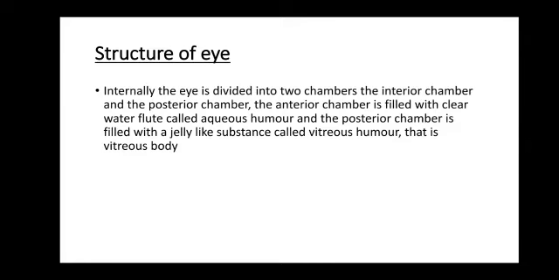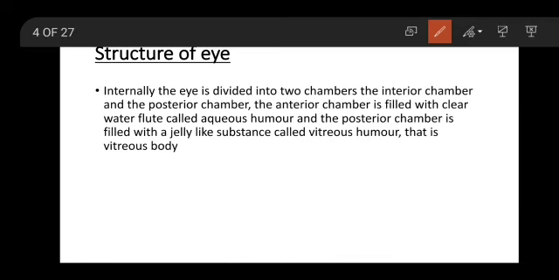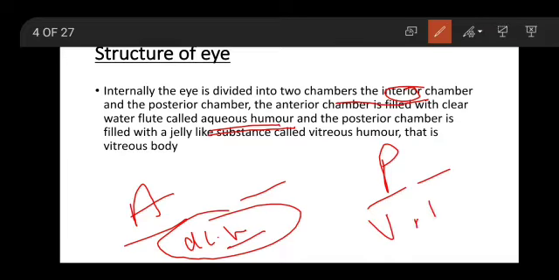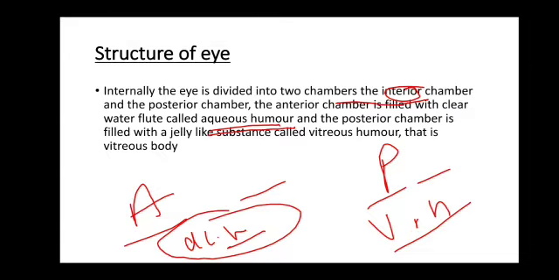Next is the structure of the eye. Internally, if we see the eye, there are two chambers present. First is the anterior chamber and second is the posterior chamber. The anterior chamber contains a fluid which is called aqueous humor. This is the spelling. And the posterior chamber contains a fluid which is called vitreous humor or vitreous body. So this is the structure of the eye.